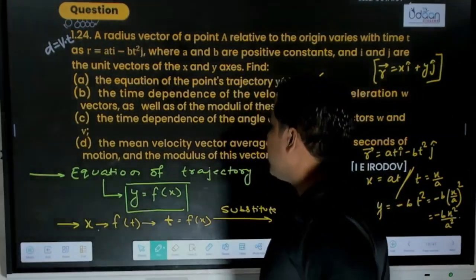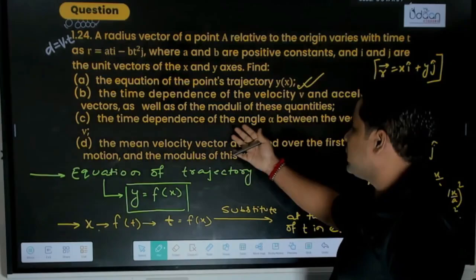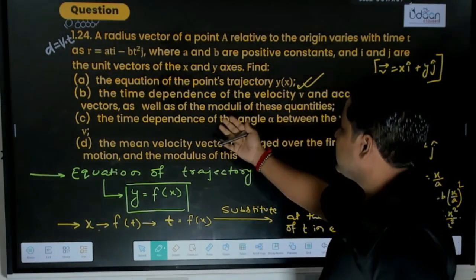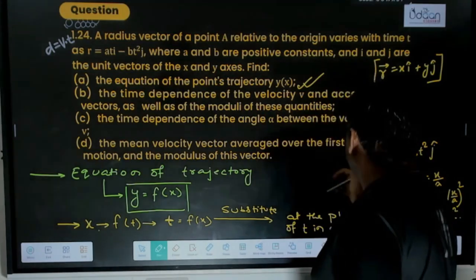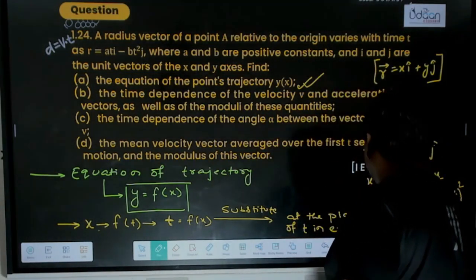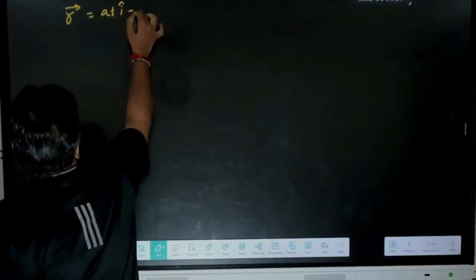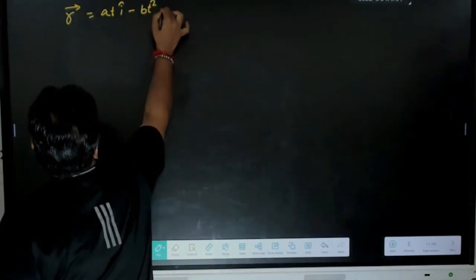Here the question is demanding many things: the time dependence of the velocity and acceleration vectors, as well as of the moduli of these quantities. So what I will be saying is that they have already given you the r vector, which is equal to a t i cap minus b t square j cap.